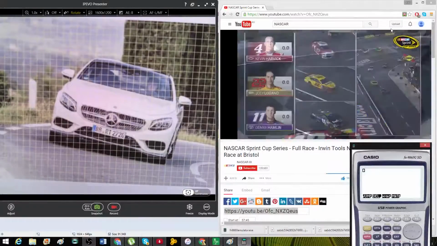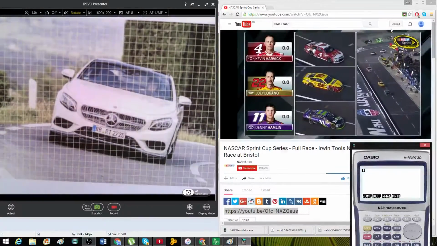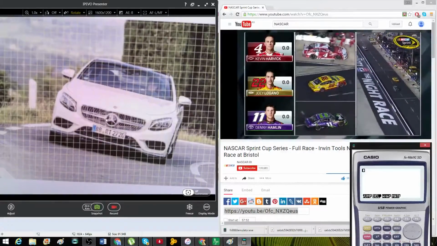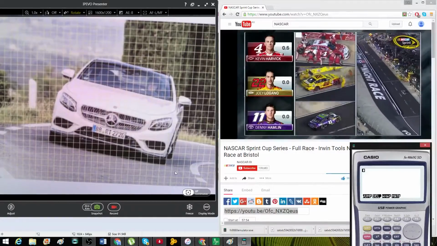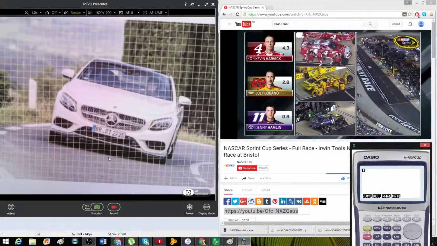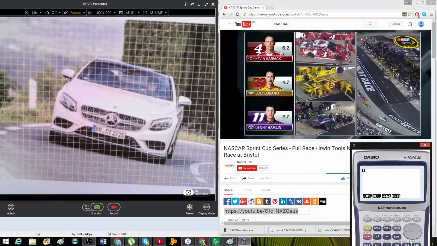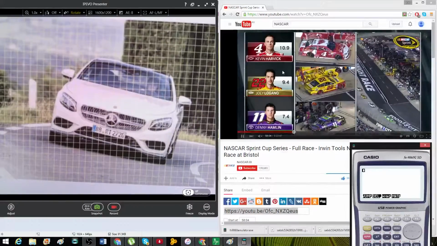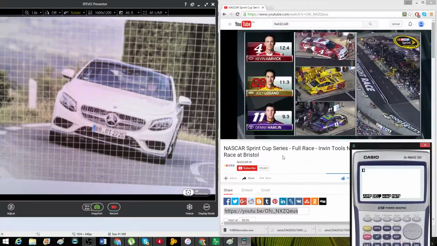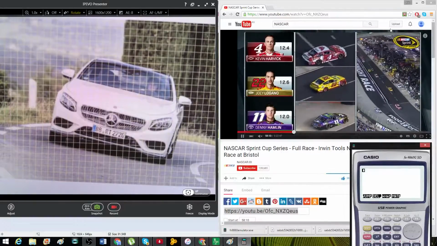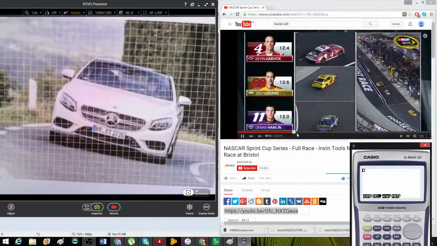Hey guys, we're going to go through banking. To my left, I've got a picture of a Mercedes-Benz going around a bank track, which isn't too high. This is kind of standard. We'll measure that in a minute. And to my right, we've got a NASCAR event in Bristol, and this is one of the better ones I've found that has a high banking track.